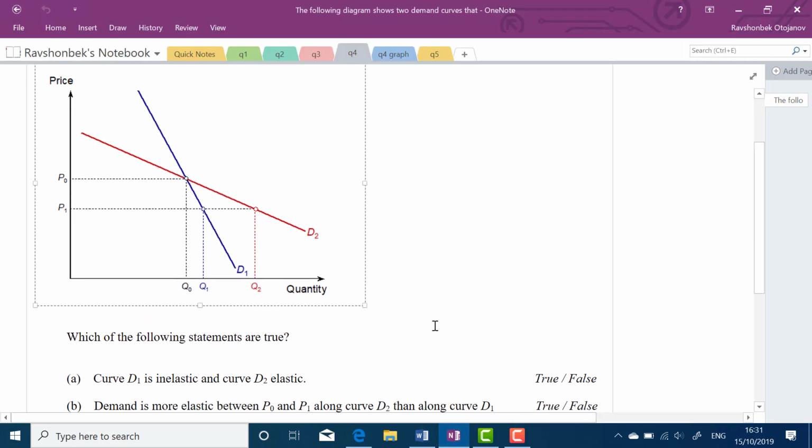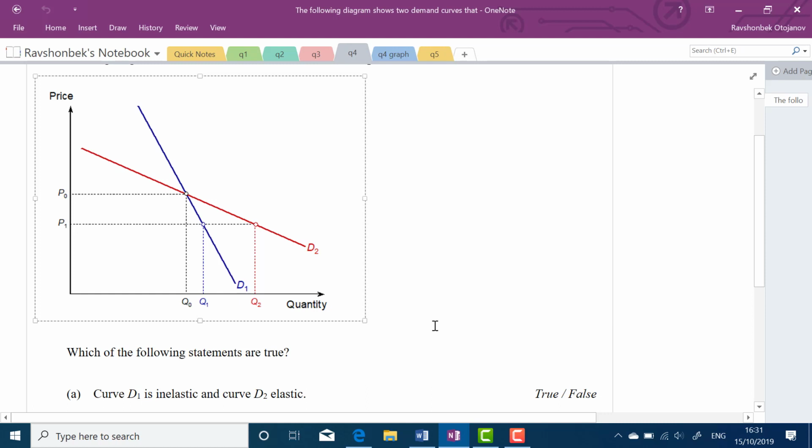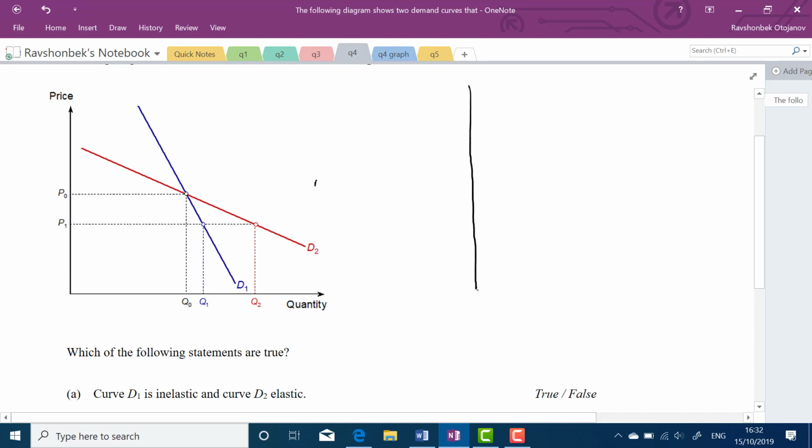So the first question: curve D1 is inelastic and curve D2 is elastic. What do you think? Is it true or false? True. Interesting. Why is it true or why is it false? Somebody said false, somebody said true. A good time to argue now. Yes, it is elastic. So let's look at that.